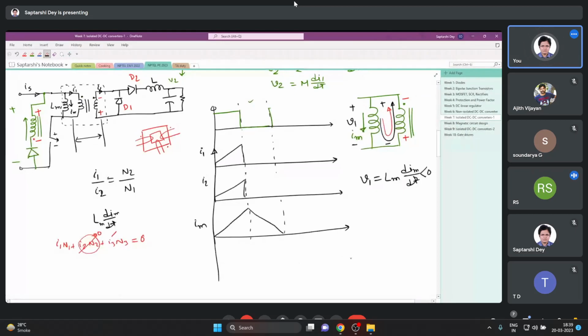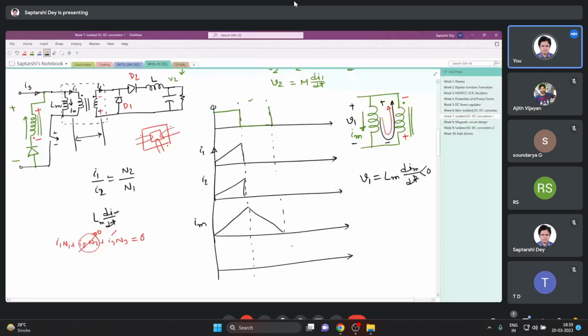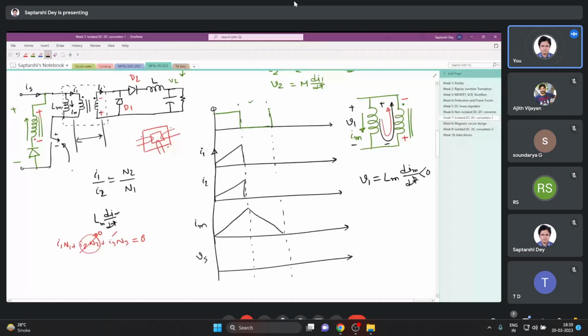One question came in the comment box. How to get the switch voltage VS? Okay. So basically we are now, sorry, not IS, switch voltage VS. So this is the switch voltage that we are trying to find.